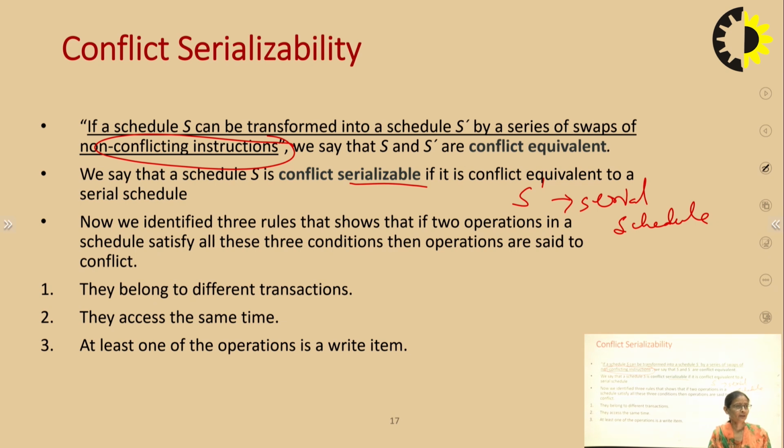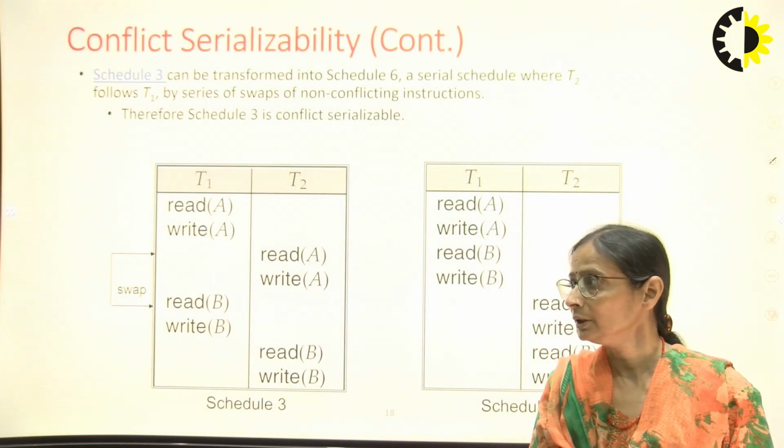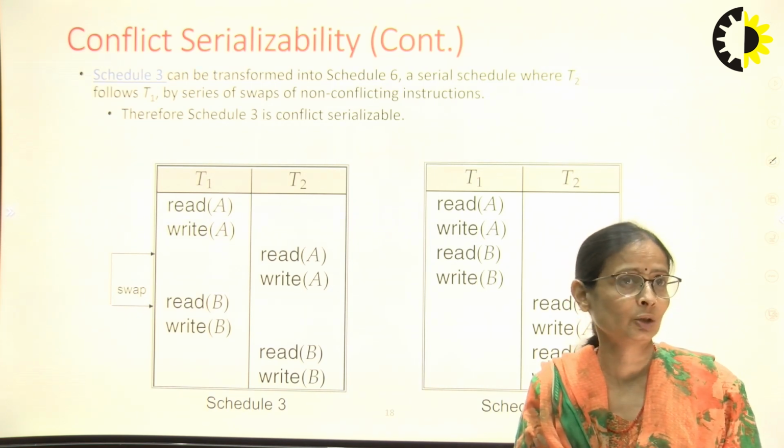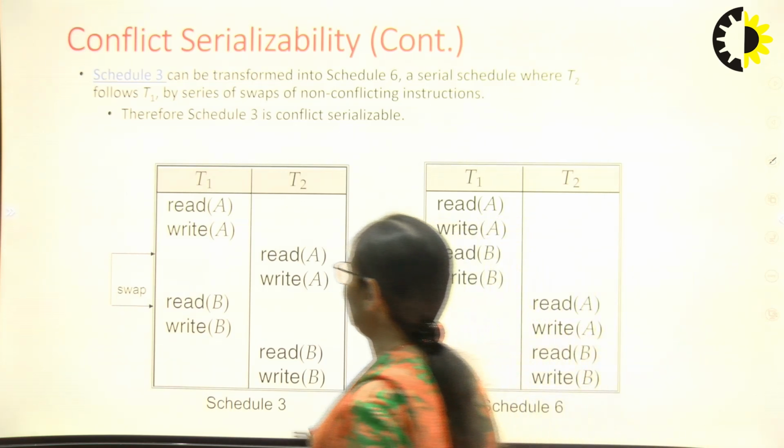Now we identified three rules: if two operations in a schedule satisfy all these three conditions, then the operations are said to conflict. That is, they belong to different transactions, they access the same data item, and at least one of the operations is a write item. If we talk about schedule 3, then it can be transformed into schedule 6, a serial schedule where T2 is followed by T1. That is the schedule we have seen.